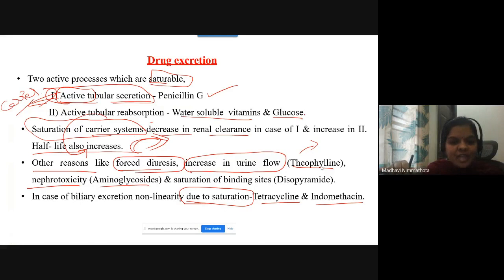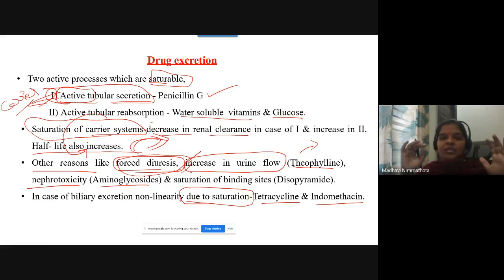different kinds of drugs which exhibit nonlinear pharmacokinetics because of the excretion processes, because of unwanted excretion processes like forced diuresis. In case some drug is excreted unwantedly, and if the urine flow increases, definitely there is an excretion. Then nephrotoxicity, and in case of saturation of binding site.